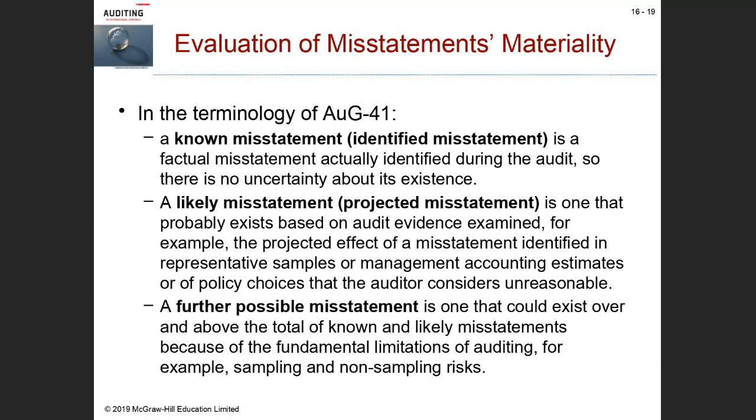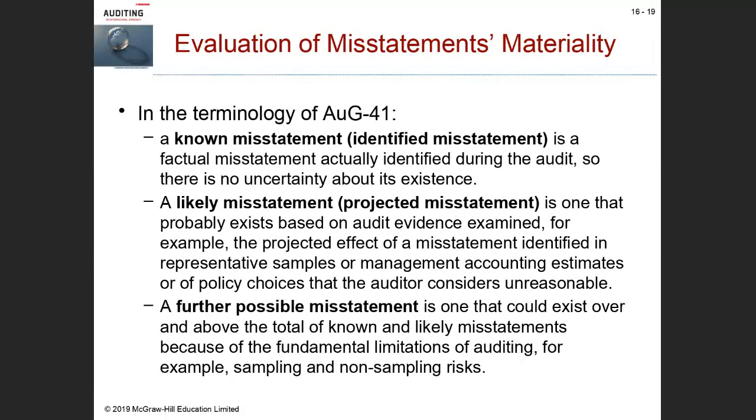That's absolutely in existence. A likely misstatement, it says, is one that probably exists based on audit evidence examined. And so we projected my misstatement, right? $10,000 out of $100,000, that's 10%. So if the total receivables are $1 million, my likely misstatement would be $100,000. And then the last one, it says a further possible misstatement is that one could exist over and above the total of the known and the likely misstatements because of the fundamental limitations of auditing, for example, sampling risk, right?